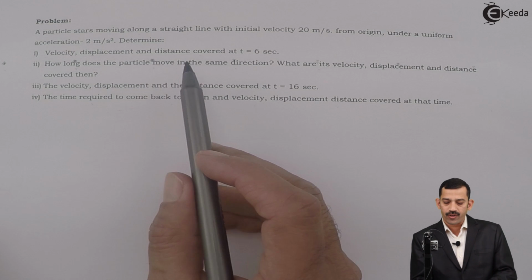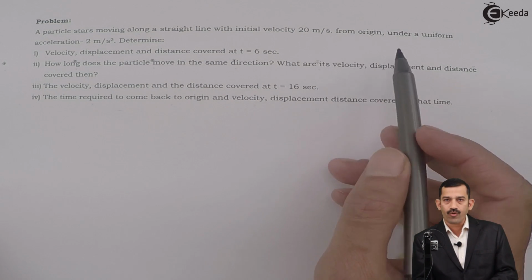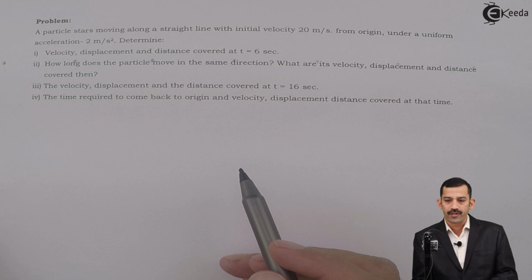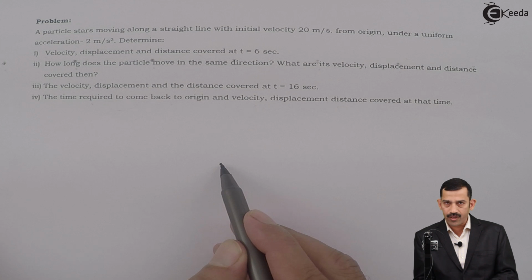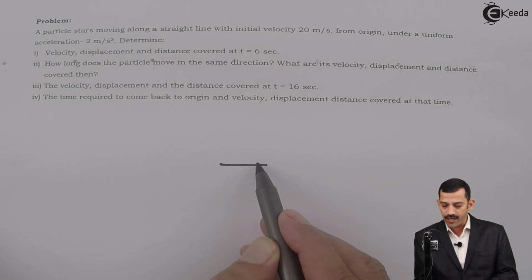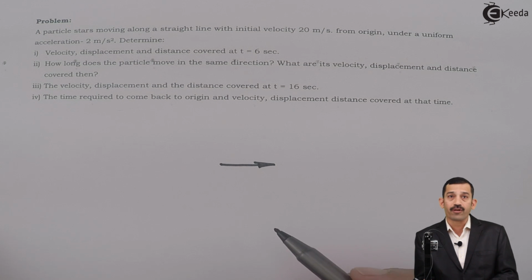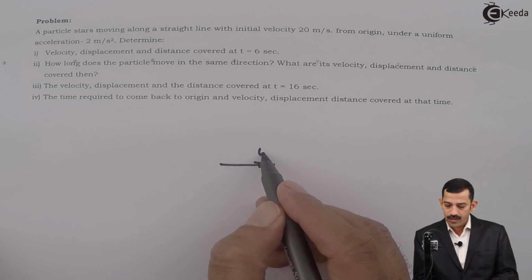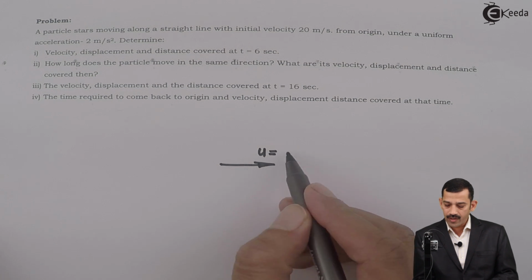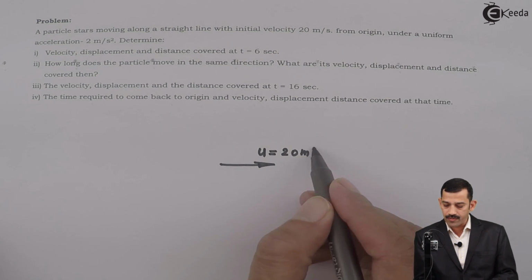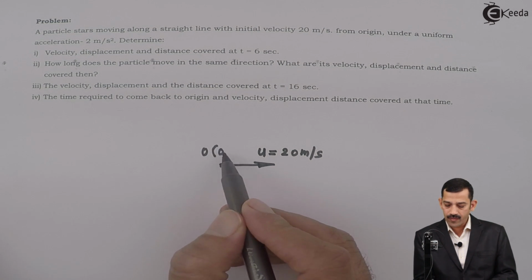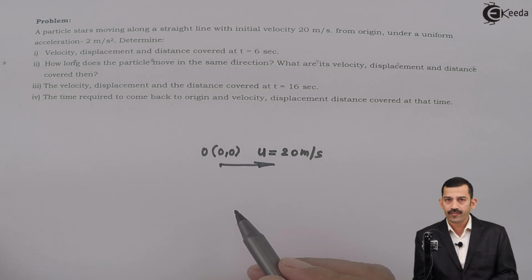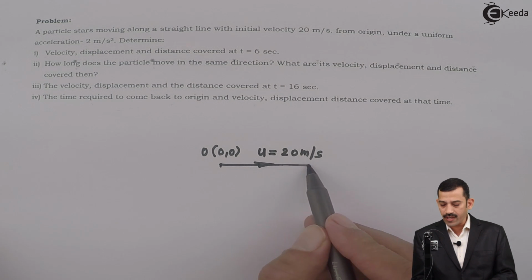As the particle starts moving along a straight line from the origin, if we represent this point as the origin, the particle starts, and we will assume it moves in the rightward direction with the initial velocity given in the problem, u equal to 20 meters per second. This point is the origin, coordinates 0, 0. Motion is a straight line motion, that means the particle moves in the rightward direction.